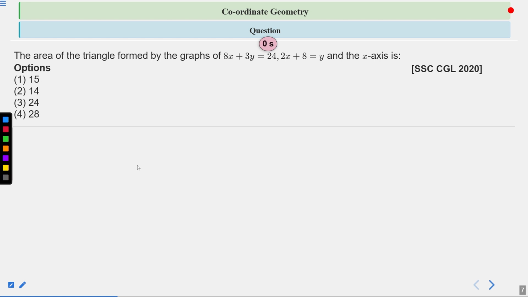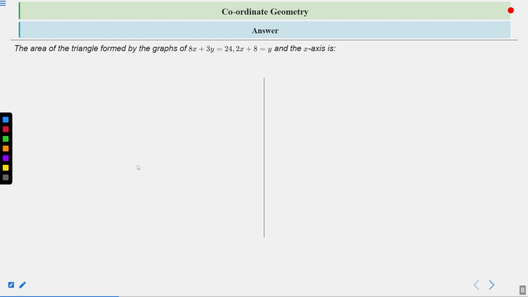Now time's up. Let's see the solution of this question. It is given that the area of the triangle formed by the graph of these two lines is given, and we need to calculate it on the x-axis. So we can calculate it by using the formula. The correct answer of this question is the fourth one, which is 28. Now see the detailed solution using concept 17.20 in this question.